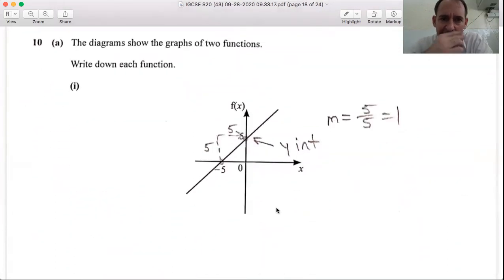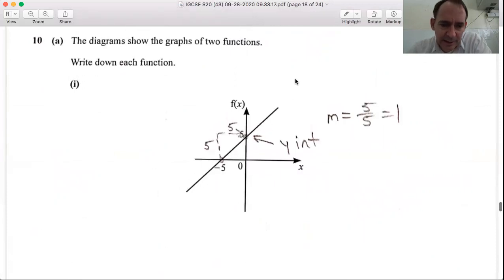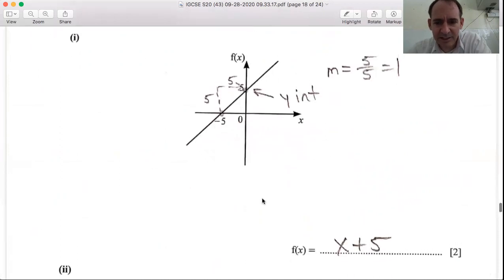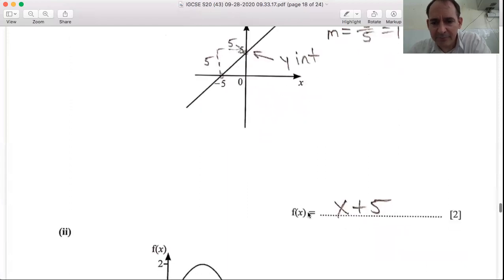Number 10, the diagrams show the graphs of two functions. Write down each function. So here is a line. We know that it follows y equals mx plus c. We can see that it crosses the y-axis at 5. So that's +5, that's the c part. We also need the slope. So here we have 2 points on the line, and we count our rise over run, up 5 over 5, which gives us a slope of 1. So the equation of this line, f of x equals x plus 5.